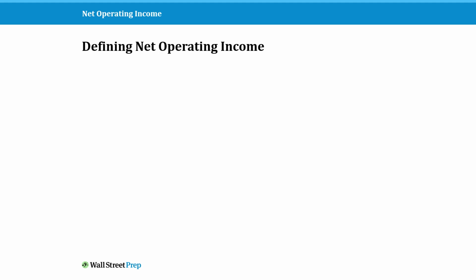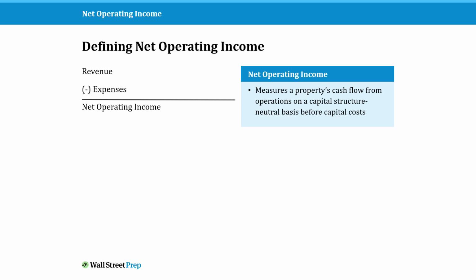Let's start by defining net operating income. As I just mentioned, we calculate revenues and expenses to allow us to come to the ever important net operating income, or NOI. As we've already seen, the simple formula for NOI is revenue minus expenses. But what NOI really measures is the ability of a property's operations to create cash flow.